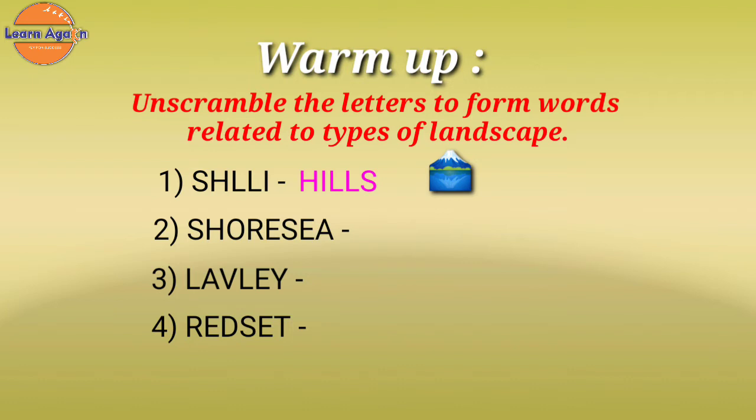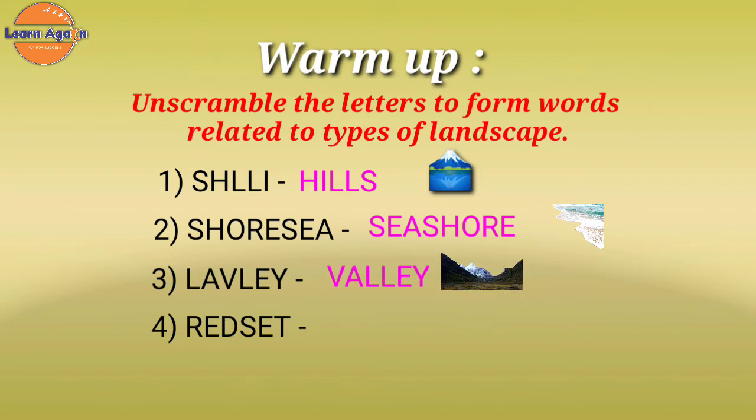Let's see the second group of letters. It has S, H, O, R, E, S, E, A, and after unscrambling it we can have S, E, A, S, H, O, R, E, seashore. It is also a landscape. The next group of words contains L, A, V, L, E, Y, and after unscrambling it we can have V, A, L, L, E, Y, valley.